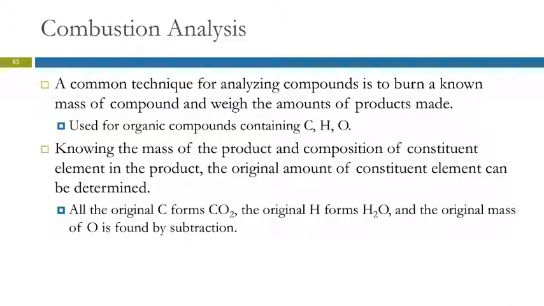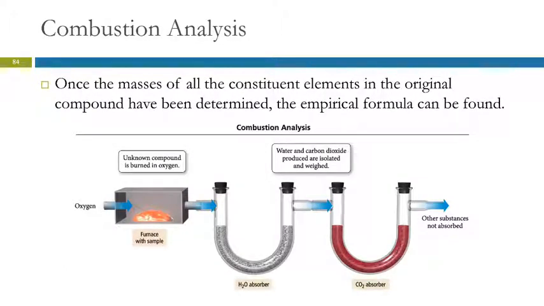Any difference must be oxygen. This is an illustration of the type of apparatus. So you've got a furnace with the sample in here, and in order to combust it, you need to provide oxygen. So we've got oxygen gas going in here. As this burns, the gaseous products leave the furnace and go through these U-tubes. The first one has a substance in it that's going to absorb the water from the air as it goes through. So they weigh this tube before and after analysis.